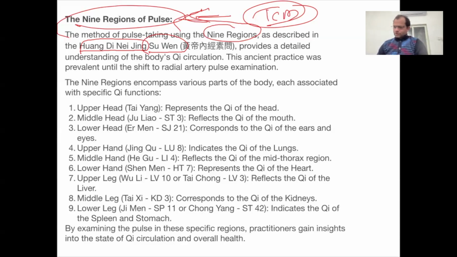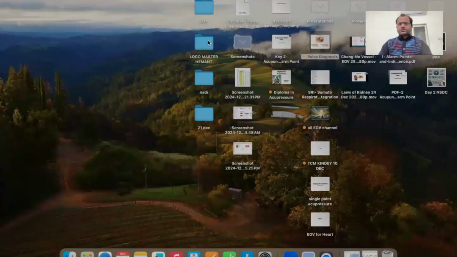So number 1 place is Taiyang, which is telling what is the condition of the chi in the head region. Taiyang में पल्स चेक करते हैं यहां पर. This is the Taiyang, where the eyes are ending, the corner of the eyes. From there, if we go back, we will find the depression here. That is Taiyang. So checking the pulse here.